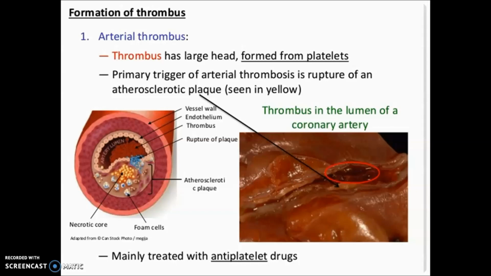Remember, dear friends, arterial thrombus is formed by platelets, and most commonly what happens in your body is atherosclerosis, meaning thickening of your vessels, and if it ruptures, your arterial thrombus will form. Fine. And remember the treatment of arterial thrombus: as it is formed by platelets, the treatment is antiplatelet drugs. So whenever you see a question on arterial thrombus, just write antiplatelet drugs. Fine. So you can see in this diagram the thrombus in your coronary artery.